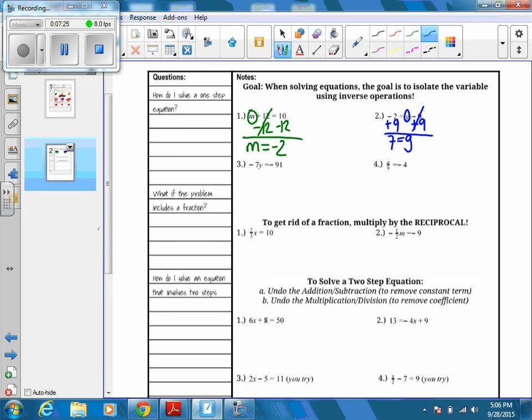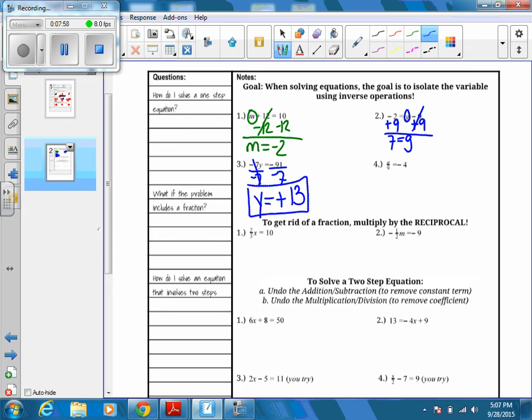Number 3 says negative 7 times y equals negative 91. As we know, the opposite operation of multiplication is division. So in order to do that problem, I have to do the opposite, which is division. These are going to end up canceling, and then I get y equals, remember, a negative divided by a negative is a positive number. 7 goes into 91 13 times. So I get y equals positive 13.